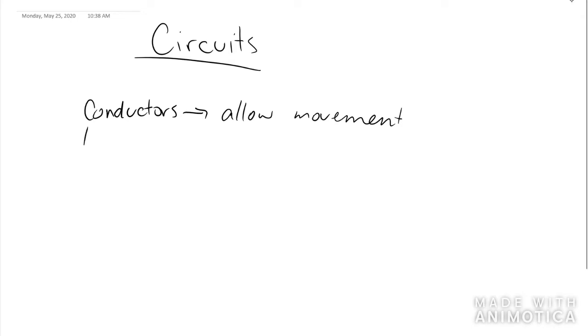Today we're going to be talking about circuits. Before we get started into that, I want to talk about what types of objects charges can flow through and what they can't. There are two main types. We have conductors, which allow the movement of charges or electrons. And we have insulators, and these tend to resist the flow, or they don't allow movement as well.